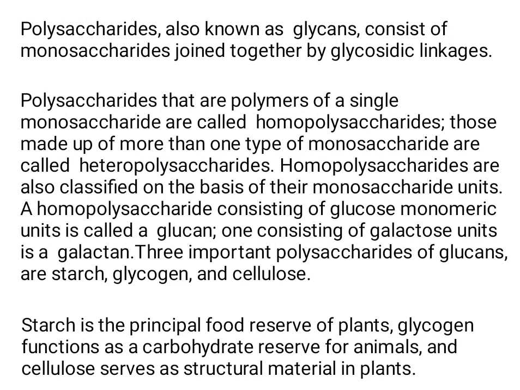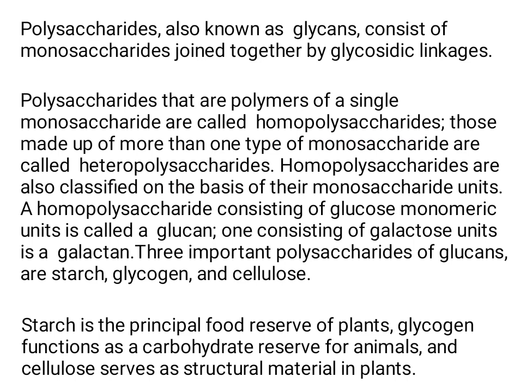Polysaccharides. Polysaccharides, also known as glycans, consist of monosaccharides joined together by glycosidic linkages. Polysaccharides that are polymers of a single monosaccharide are called homopolysaccharides. Those made up of more than one type of monosaccharide are called heteropolysaccharides. So one is the homopolysaccharide, another one is the heteropolysaccharide.